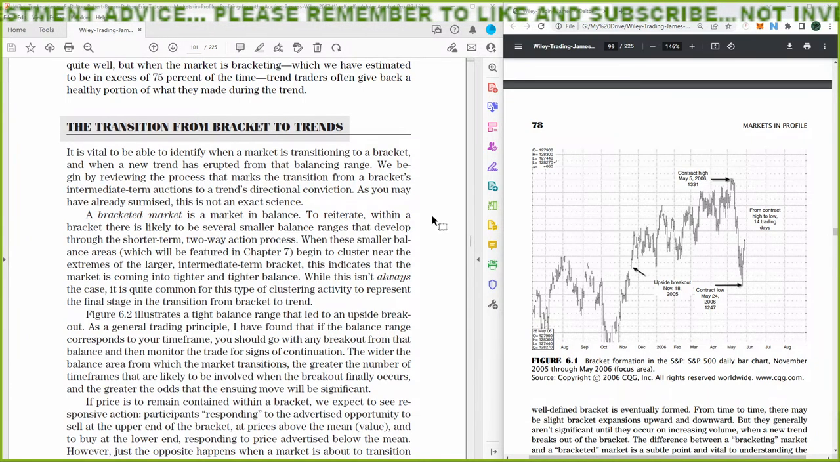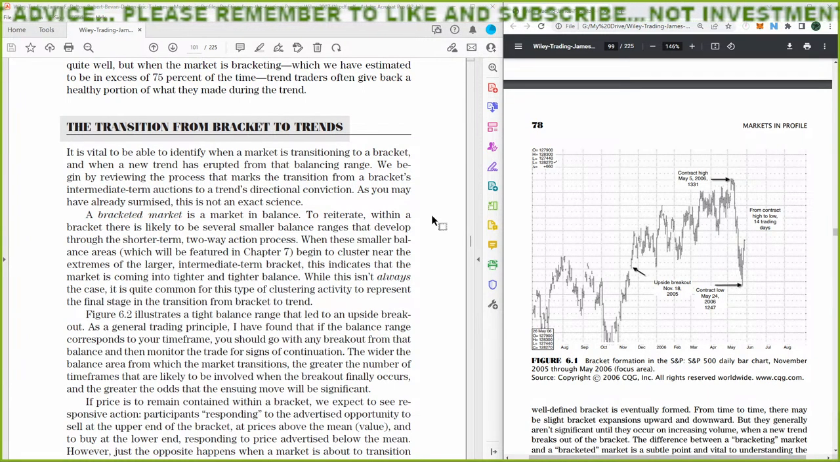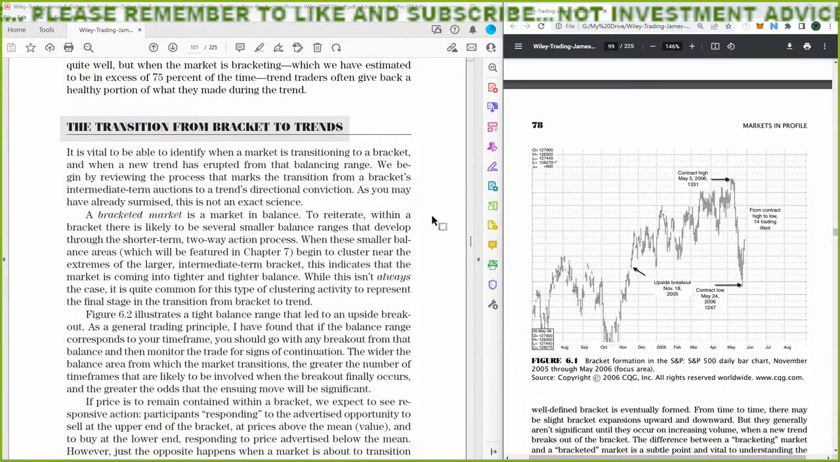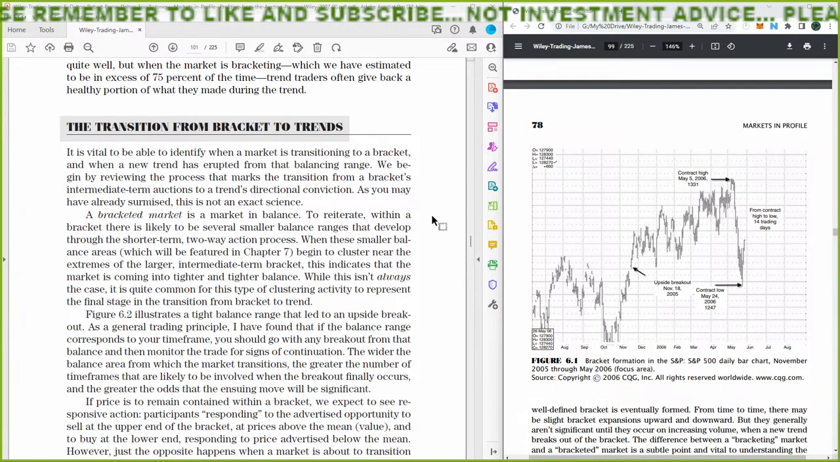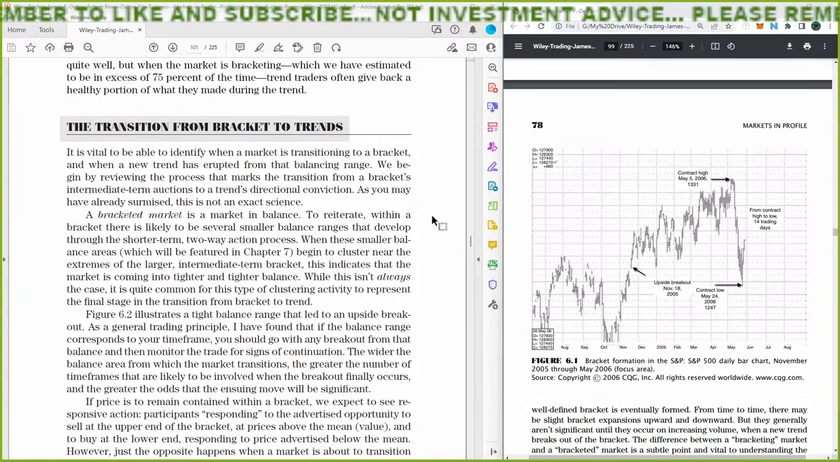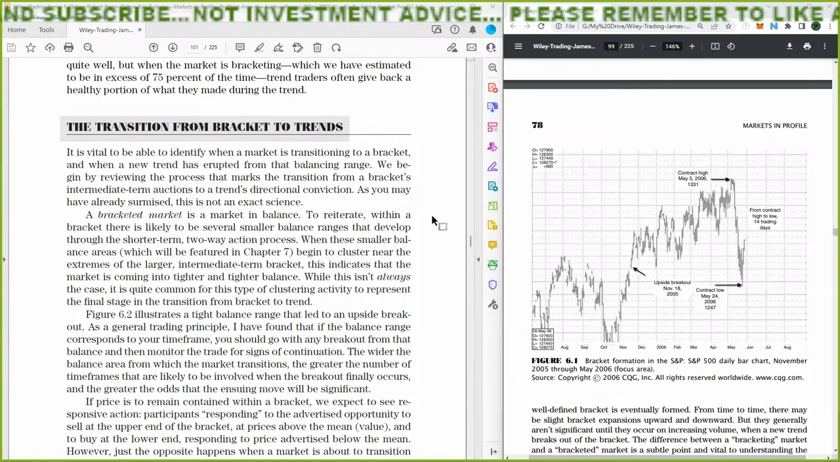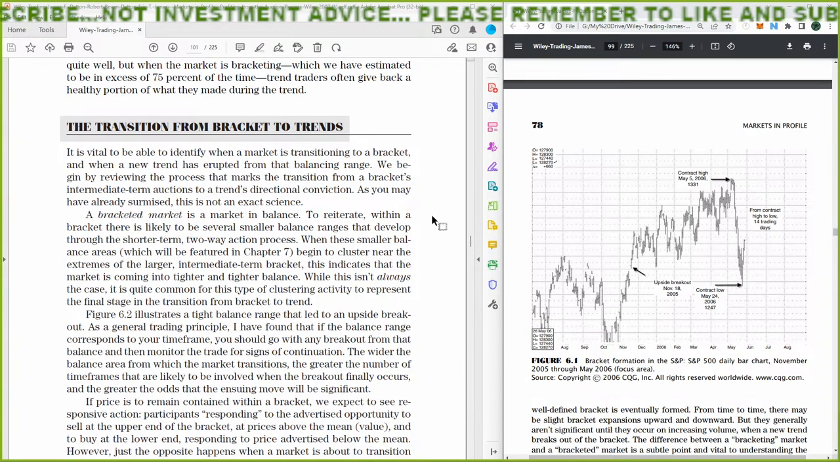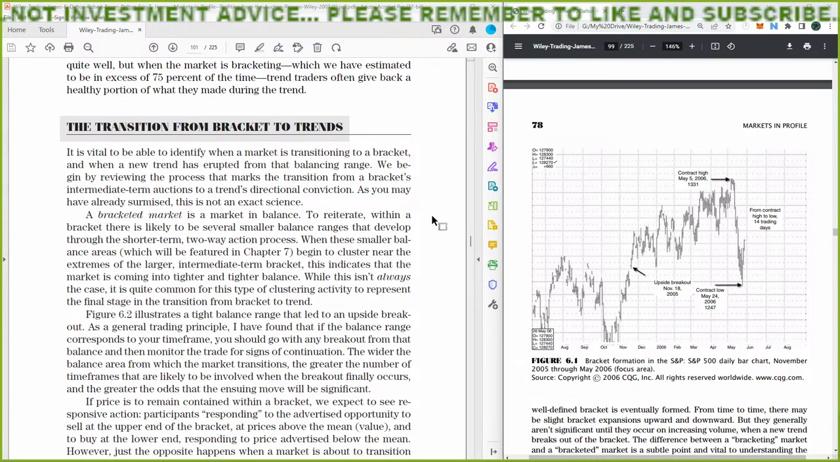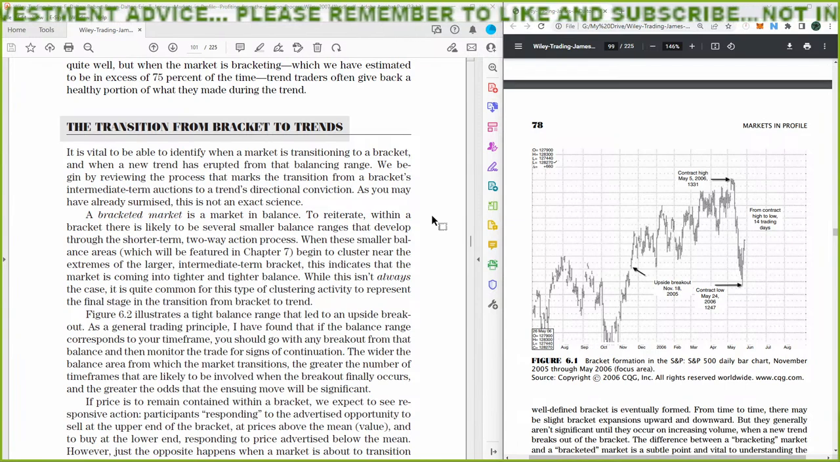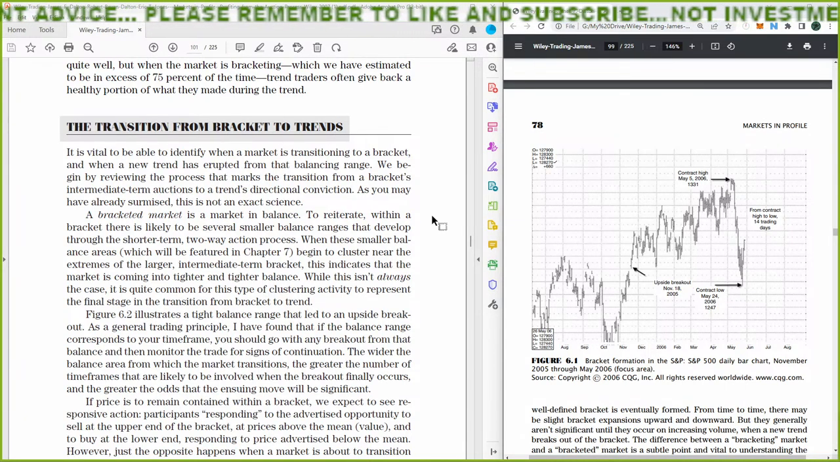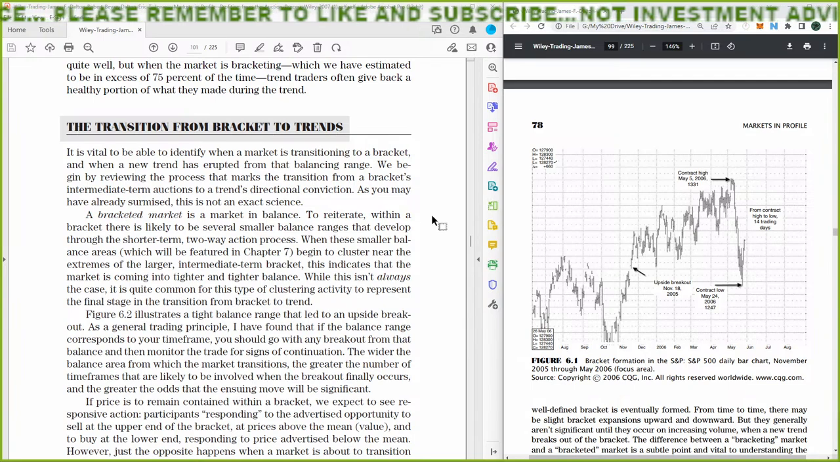Transition from bracket to trends. It is vital to be able to identify when a market is transitioning to a bracket and when a new trend has erupted from the balancing range. We begin by reviewing the process that marks the transition from a bracket's intermediate term auctions to a trend's directional conviction. As you may have already surmised, this is not an exact science.